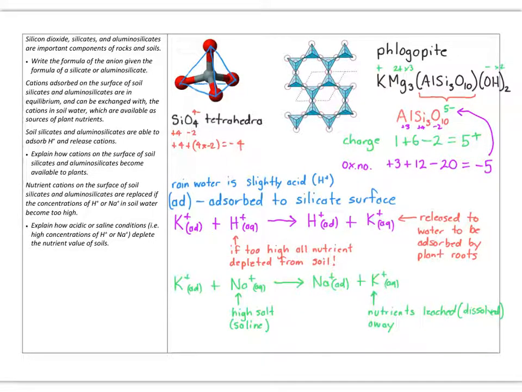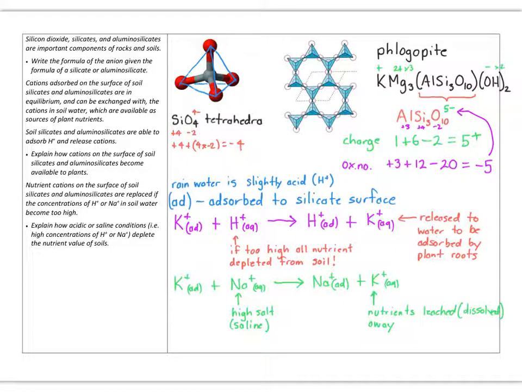So now let's look at the exchange of cations, which are often our plant nutrients, at the surface of these negatively charged silicates or aluminosilicates. We know that rainwater is slightly acidic. We talked about that earlier in the year, and in year 11, because of the dissolved carbon dioxide, and then things like sulfur emissions and nitrogen emissions can make it even more acidic.